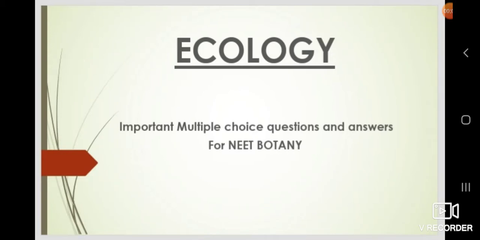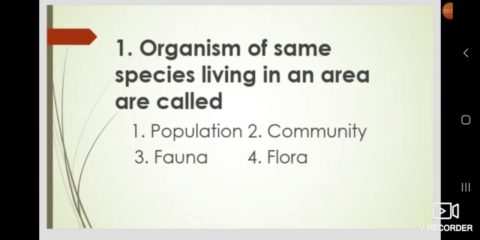Ecology, important multiple choice questions and answers for NEET botany. First question, organism of same species living in an area are called. Right option is population. Organisms of same species living in an area are called population.